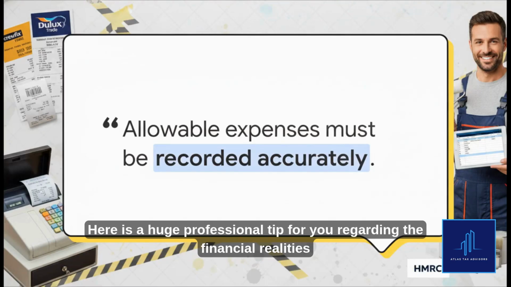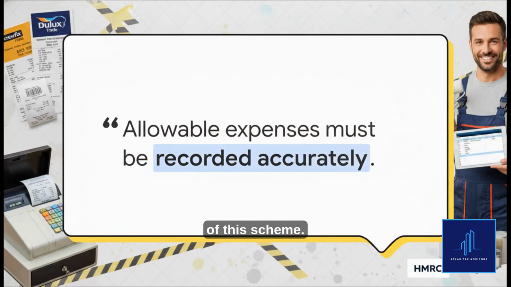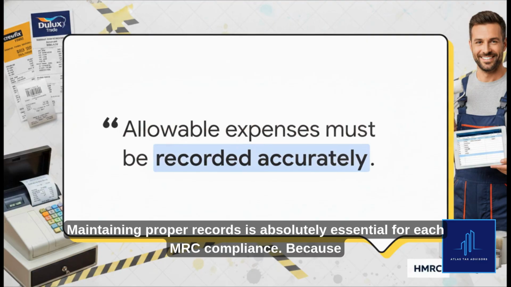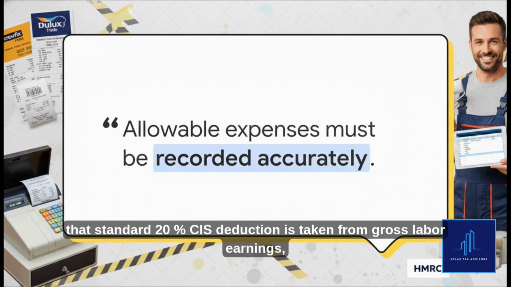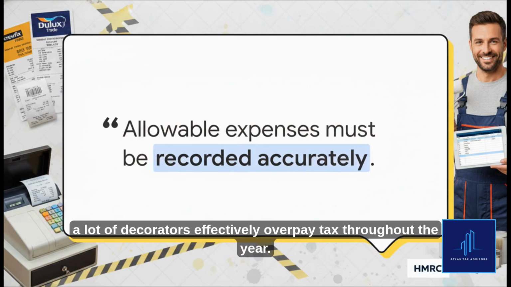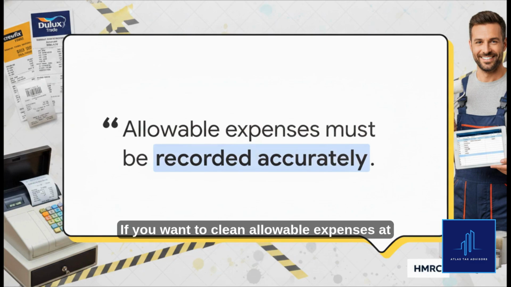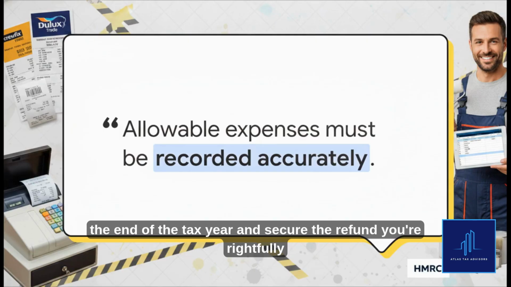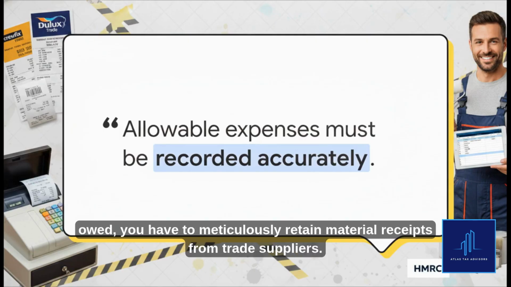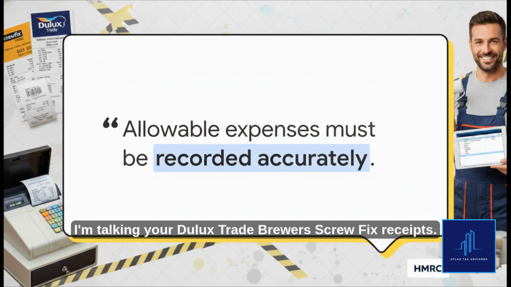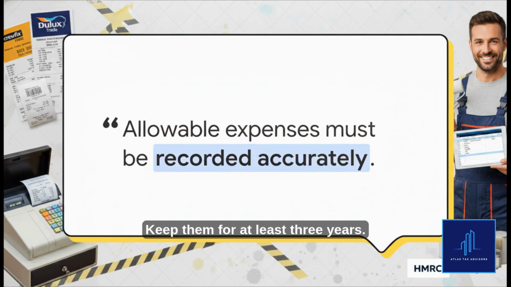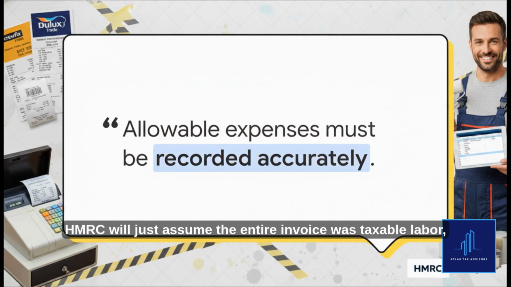Here is a huge professional tip for you regarding the financial realities of this scheme. Maintaining proper records is absolutely essential for HMRC compliance. Because that standard 20% CIS deduction is taken from gross labor earnings, a lot of decorators effectively overpay tax throughout the year. If you want to claim allowable expenses at the end of the tax year and secure the refund you're rightfully owed, you have to meticulously retain material receipts from trade suppliers. I'm talking your Dulux Trade, Brewers, Screwfix receipts. Keep them for at least 3 years. If you can't prove the material costs, HMRC will just assume the entire invoice was taxable labor, and you'll lose out.